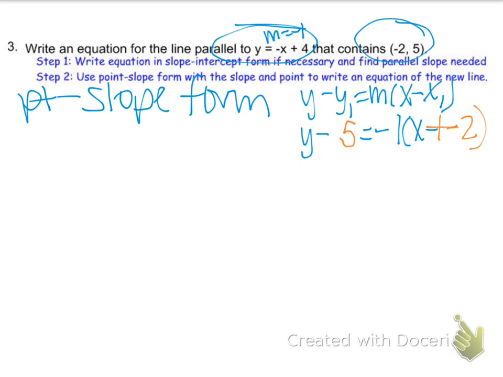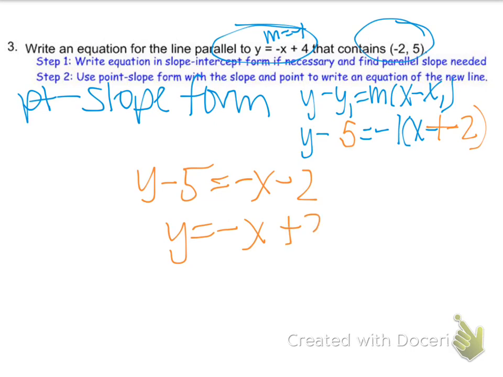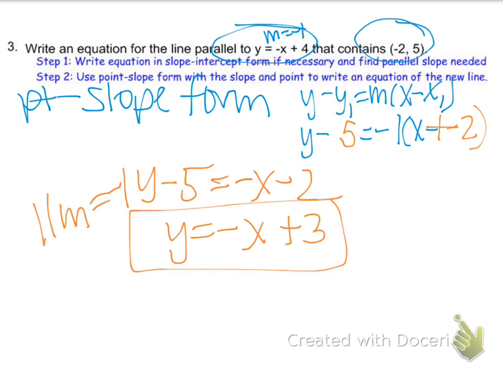Alright, so we wrote that equation. Let's get this into slope-intercept form. So I'm going to go y minus 5 equals negative x minus 2. So my equation is y equals negative x plus 3. I have the same slope of negative 1, so I know that these two are indeed parallel.